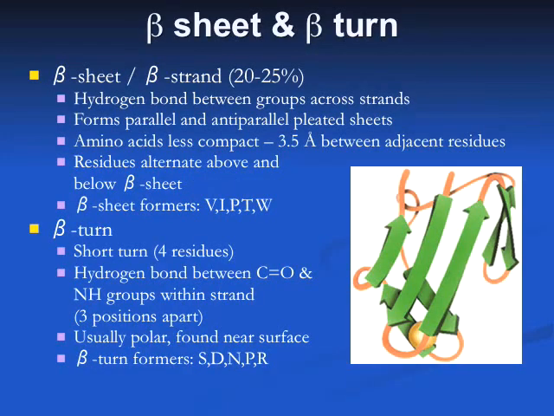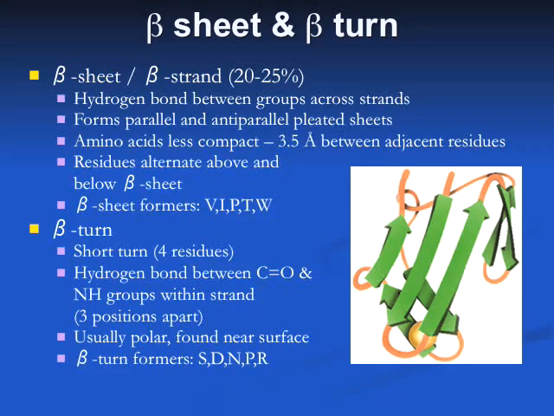Okay, beta sheets comprise about 20 to 25% of the secondary structures. And again, these are hydrogen bonds between groups across strands. And these are a little bit less compact. And again, there you see where beta sheet formers are V, I, P, T, and W. And I leave it to you to figure out which one these are.